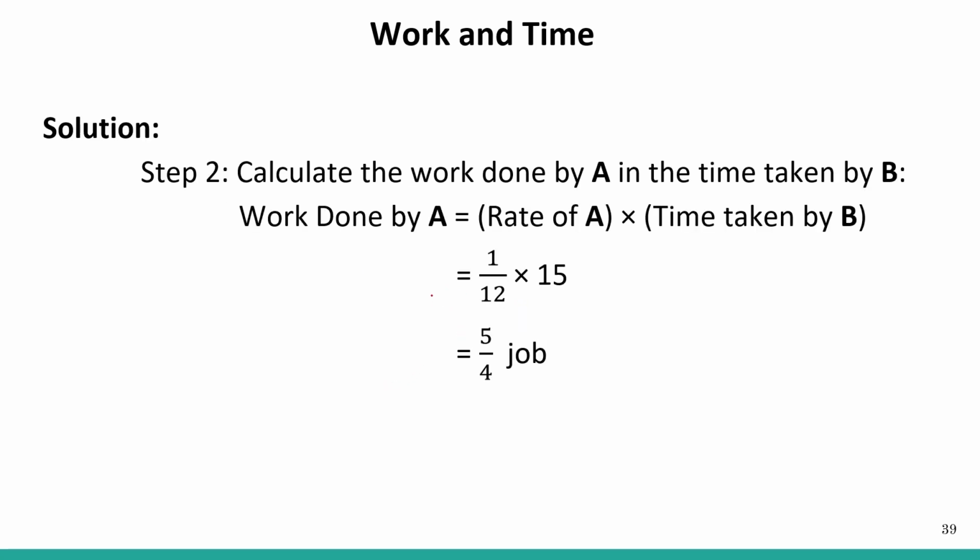Calculating the total work done by A in time taken by B. Work done by A is equal to rate of A into time taken by A. So what is it equal to? Rate of A into time taken by B. So 1 by 12 into 15, 5 by 4 job.